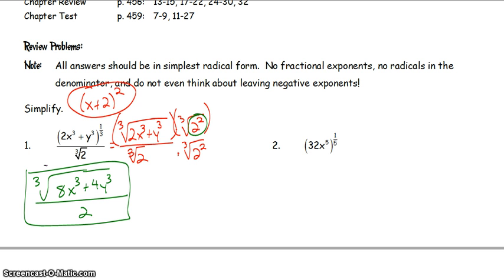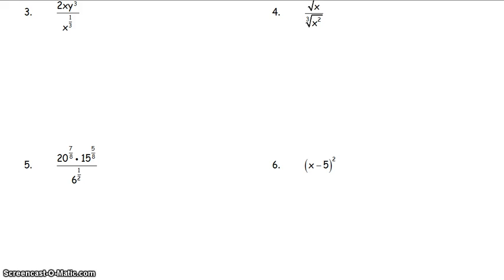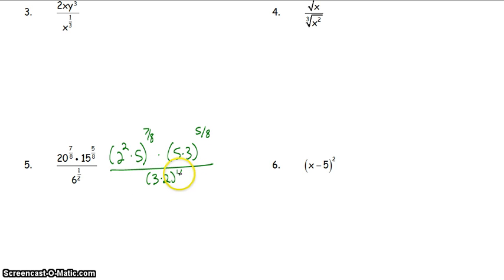Okay, that was number 1. Number 5 was the next one that people had questions on. Again, I cannot stress this enough. For number 5 or any problem like this, the first thing you do is break down the base numbers to the most common factors. So for instance, 20 I know is 2 times 5, or 2 squared times 5 I should say. I'm going to put that to the 7/8. Times 15 is 5 times 3, and that's all to the 5/8.